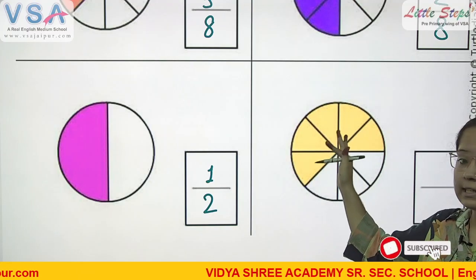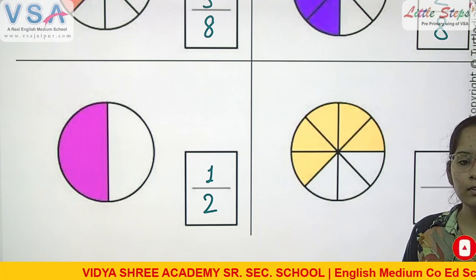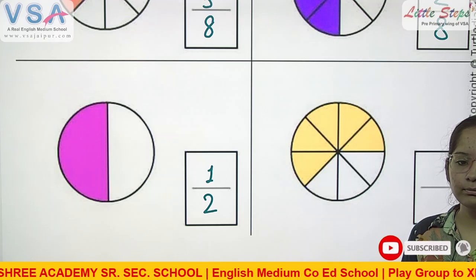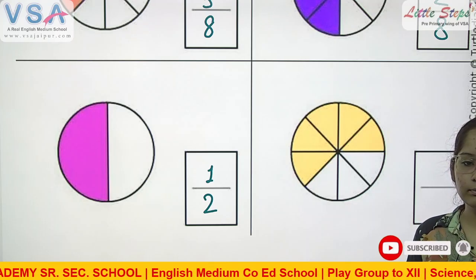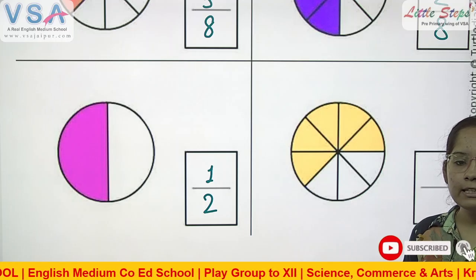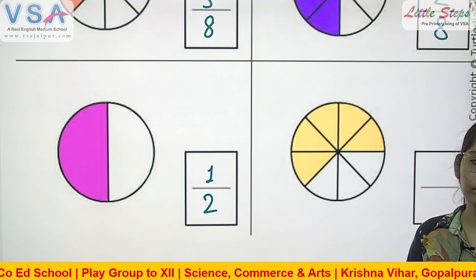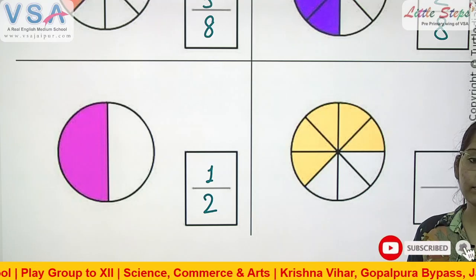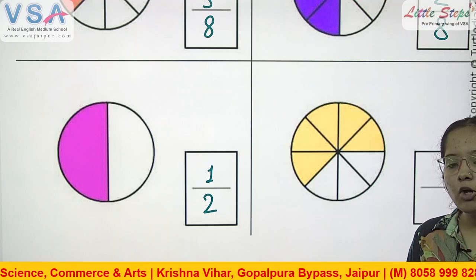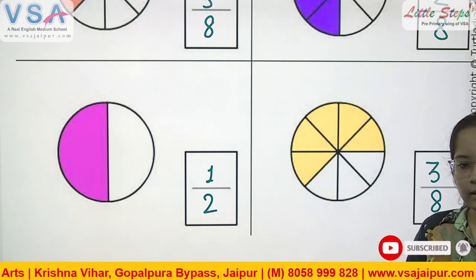How many uncolored parts? Which parts are there that have no color, son? How many parts? Kushveer, tell me. 3. And how many total parts? 8. So what will the fraction be? 3/8.